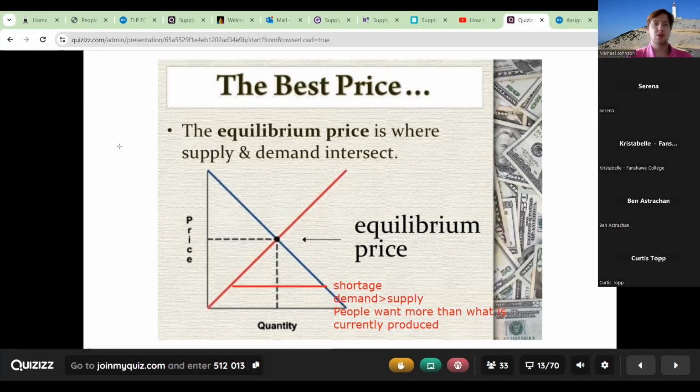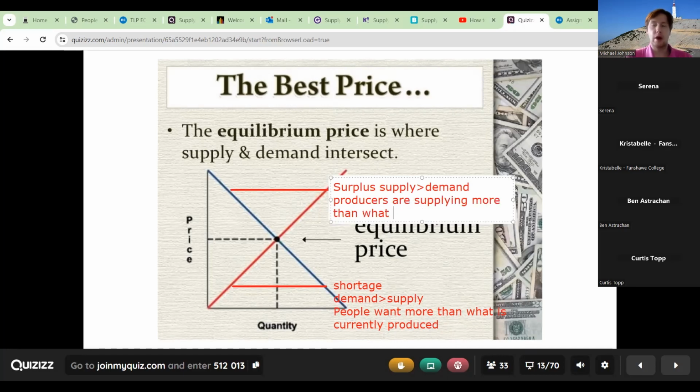And then right above it is a surplus here. Surplus. So supply is greater than demand. Producers are supplying more than what is demanded. So based on this, over time, the price goes to equilibrium. So in the long term, they meet in the middle here.